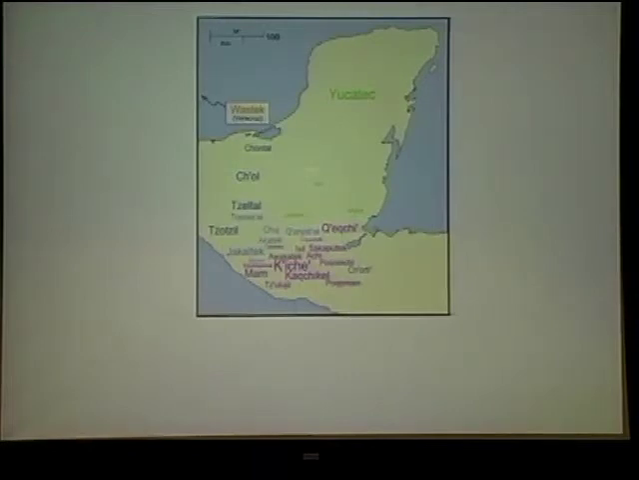With the arrival of the Spaniards in this area, the population suffered tremendous loss through disease and resettlement. The Itza, I hope you can see that, that's the tiny name here in the center, were actually the last Maya people conquered, so to speak. That was in 1697. I'm a musician in my other life, so that was when Johann Sebastian Bach, the famous composer, was 2 years old.